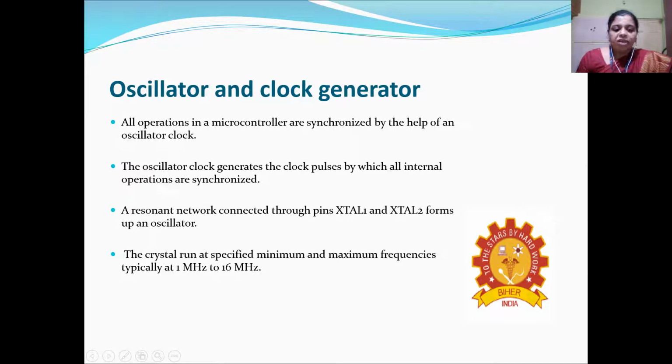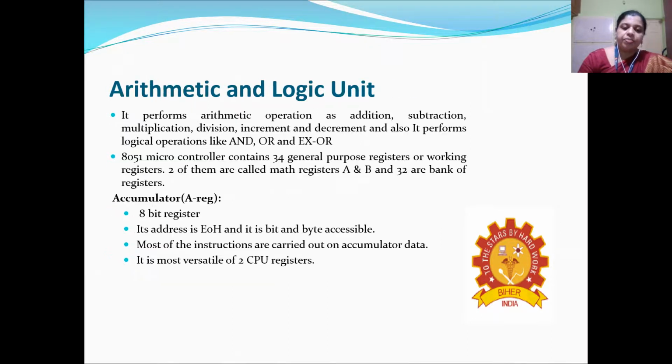So how to generate the clock pulses? We need a resonant network. That resonant network will be connected through the pins XTAL1 and XTAL2. That will form an oscillator. The minimum and maximum frequencies at which the oscillator will run are 1 megahertz to 16 megahertz.